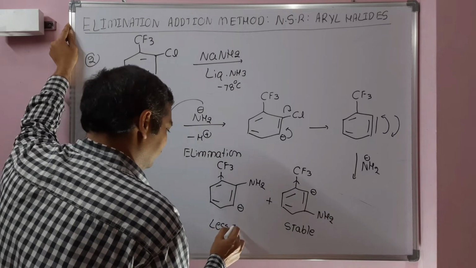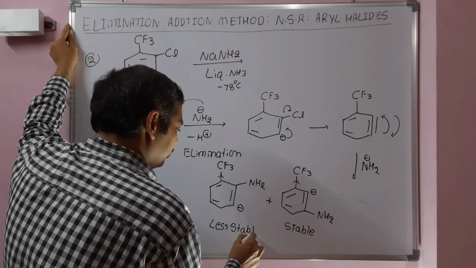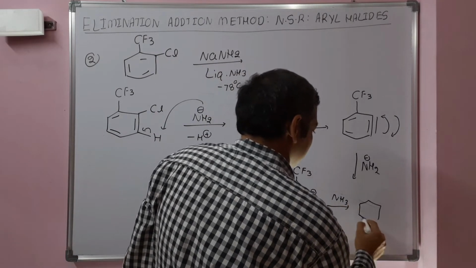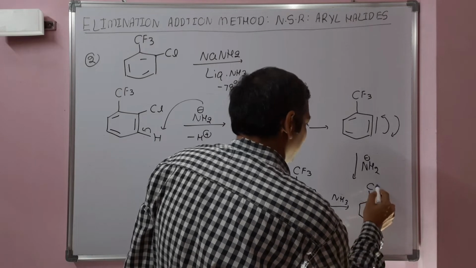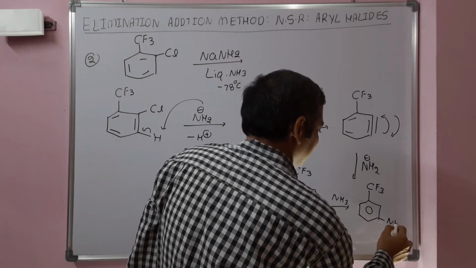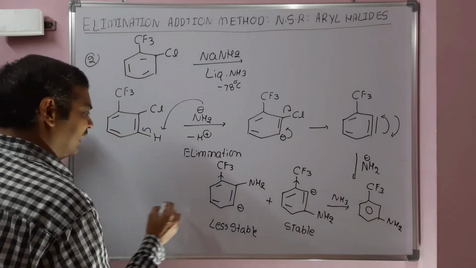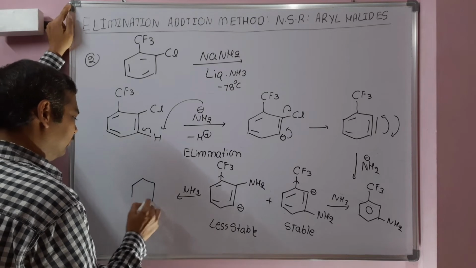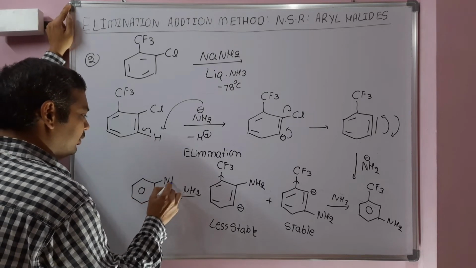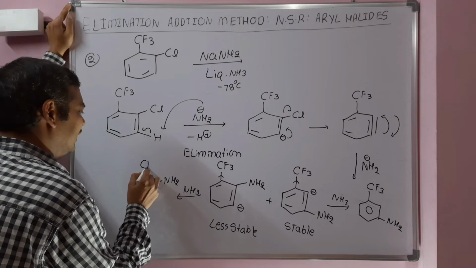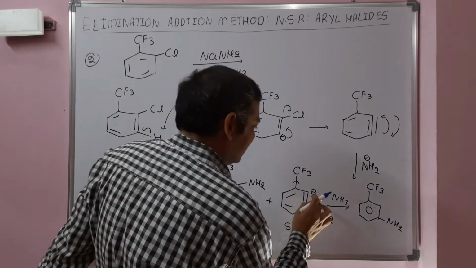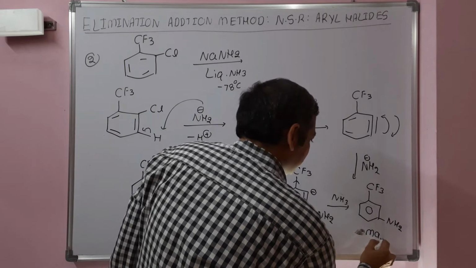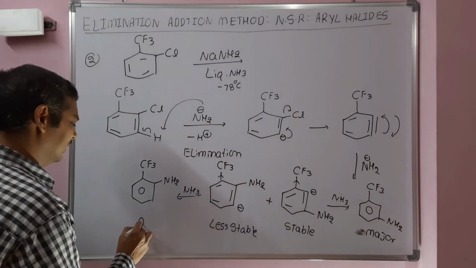The one which is stable is the major compound, which reacts with ammonia to give the meta product, 3-trifluoromethyl aniline, whereas the other reacts with ammonia to give 2-trifluoromethyl aniline. So we get 2-trifluoromethyl aniline and 3-trifluoromethyl aniline. Since this is a stable carbanion, this is the major compound. Since the other is less stable, it is the minor compound.